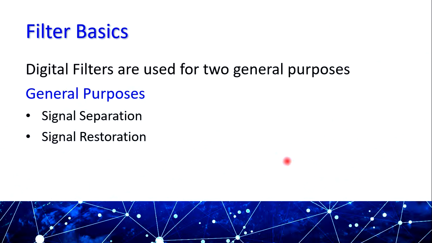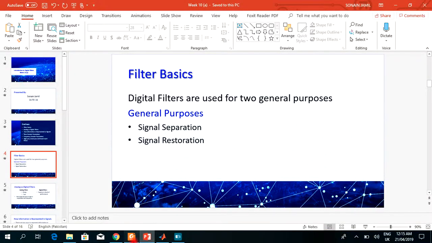Digital filters are used for two general purposes. The first one is signal separation. When two signals are combined, the digital filter is used to separate both signals. And the other purpose is signal restoration. Let's see the examples in the book.